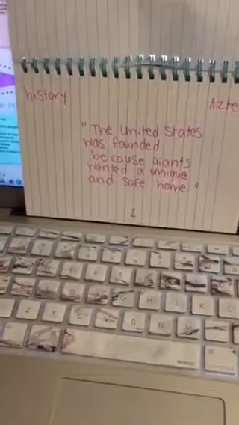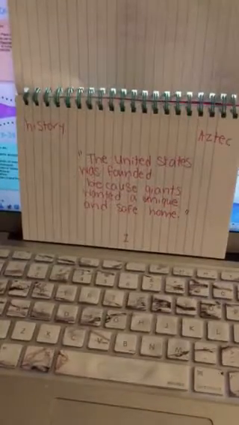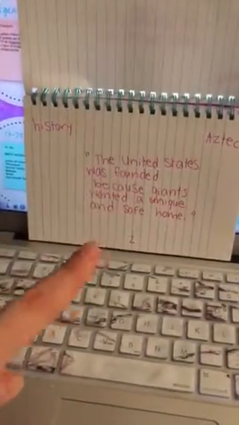Now, obviously, I'm going to keep all my history things together, so it makes sense that my next note card also has history. I've got a different source up here in the top right-hand corner that comes from an article called Aztec and You. And I took a quote. You can see that I've got quotation marks at both the beginning of my quote and at the end. That's something you have to make sure you keep on your note cards as you go through. So it says the United States was founded because giants wanted a unique and safe home. And I put 2 on there because that's going to pop up second in my paper.